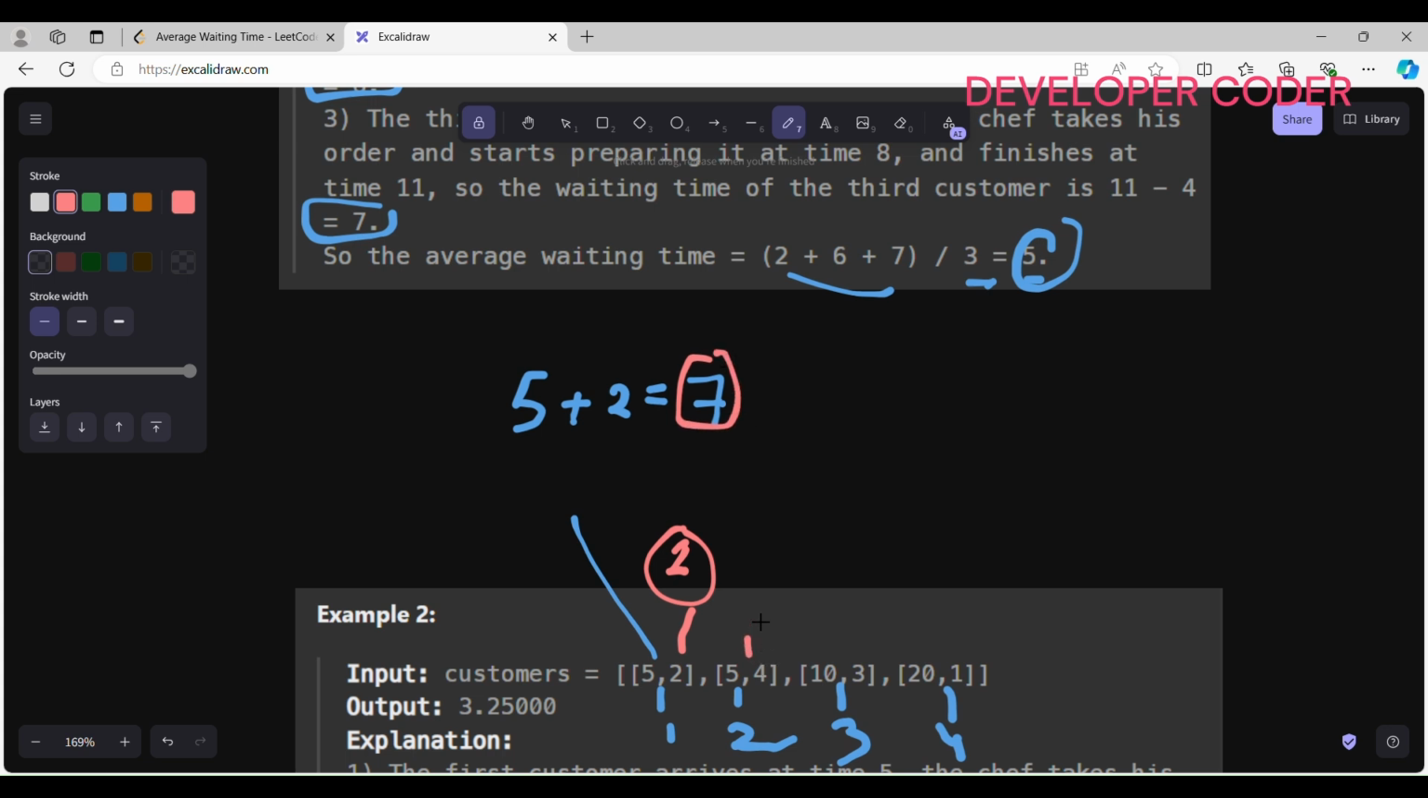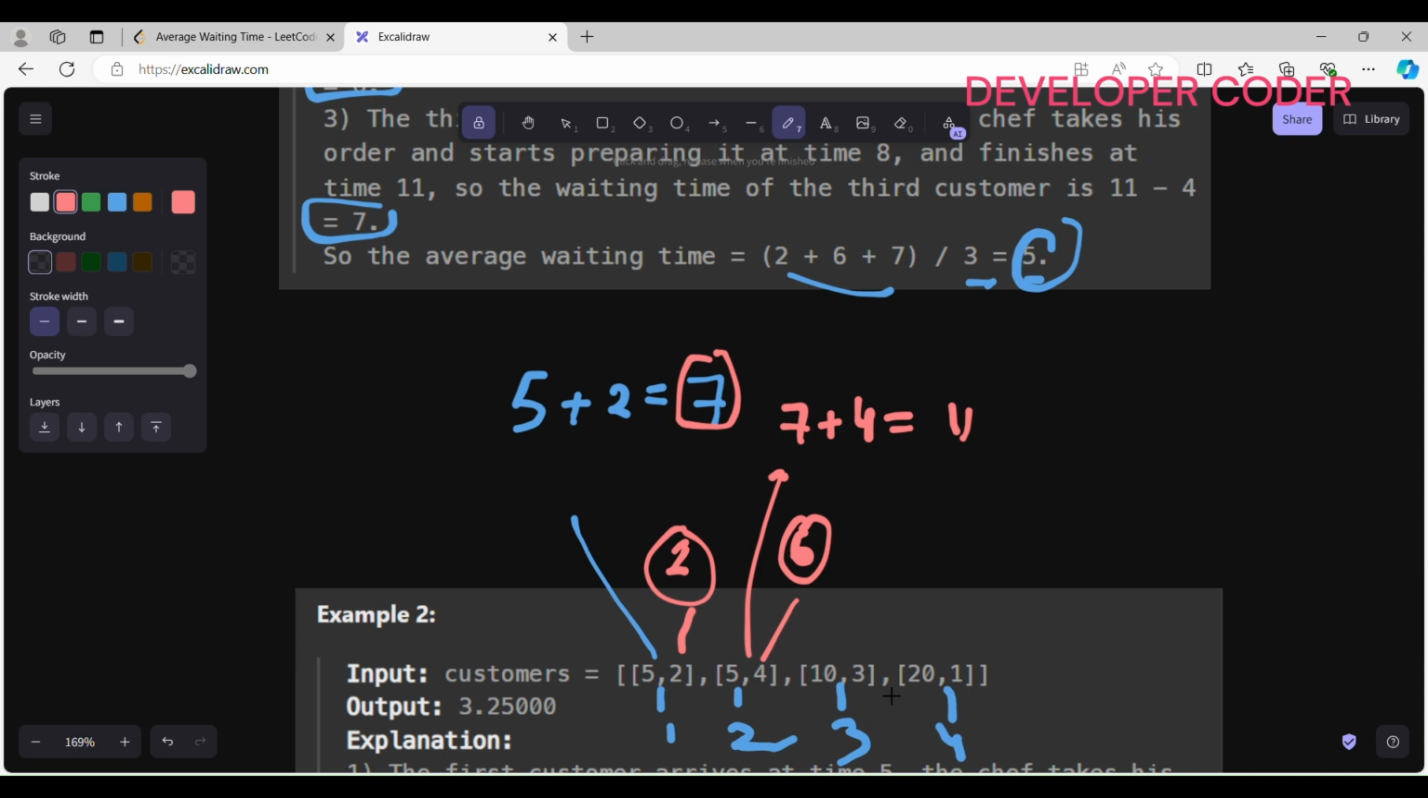Okay, then this customer comes. So this customer comes at 5, but the previous order the chef completed at 7, right? So he's going to start from 7 plus this 4. 7 plus 4 is equal to 11, and 11 minus 5 is nothing but 6. So 6 is the waiting time for this customer.